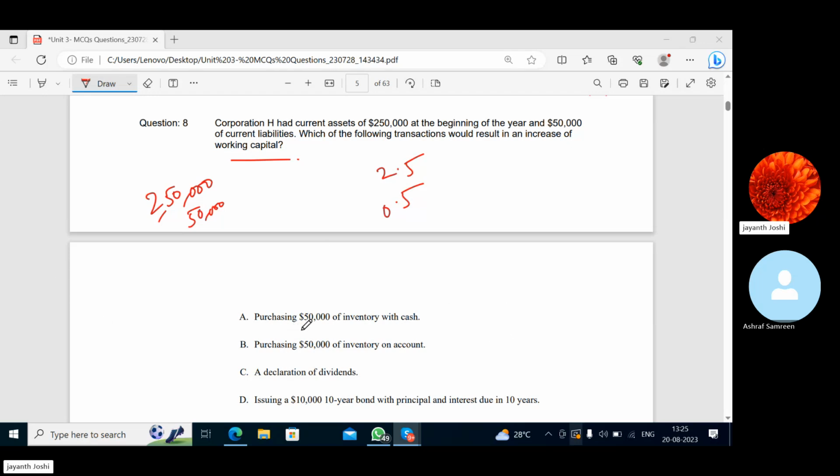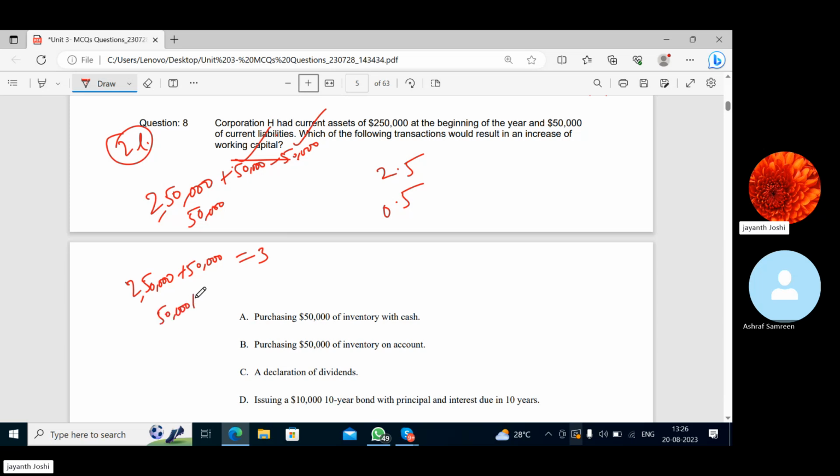Okay, let's do this. Purchasing 50,000 of inventory with cash. If you just buy inventory of 50, you add 50, you subtract 50. Do you think there's an increase? No. Cash is going out, inventory is adding up, no change. If you purchase inventory on account, what is happening to 50? You're adding inventory, you're liable. Previously, what was your working capital? 2 lakhs, right? So this is 3 lakhs and this is 1 lakh now because your liability is also increasing, na? Payables. So 3 lakhs minus 1 lakh is still 2 lakh, no change.